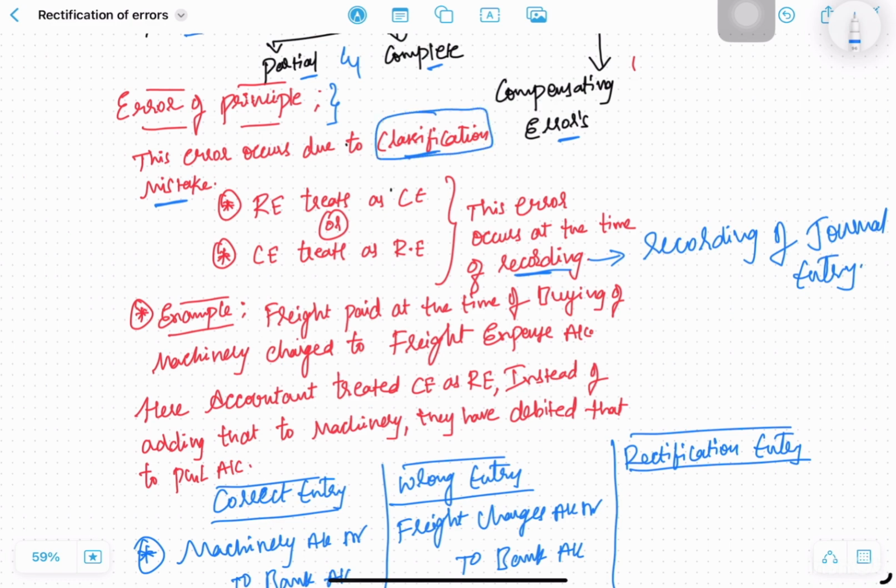So what is the main mistake in the classification? Classification mistake means they treat revenue expenditure as capital expenditure, or they treat capital expenditure as revenue expenditure. Instead of charging that to the balance sheet, they charge that to profit and loss account. Instead of charging that to profit and loss account, they add that to an asset. That is the mistake in error of principle.